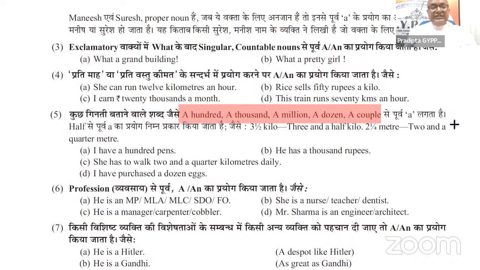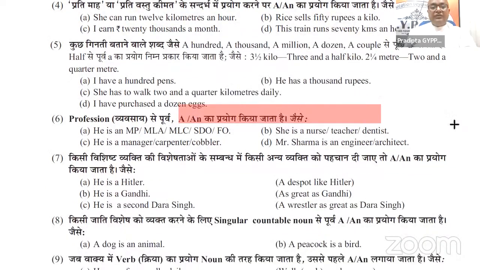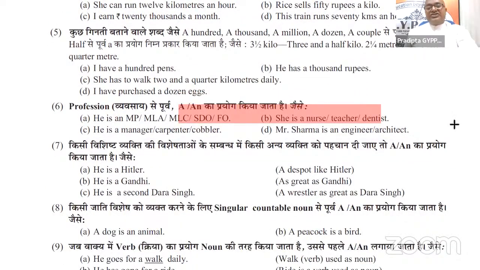All right. Then comes profession. Already we know, before positions and professions we use a. She is a nurse. She's a teacher. She's a dentist. Mr. Sharma is an engineer, an architect, like that.